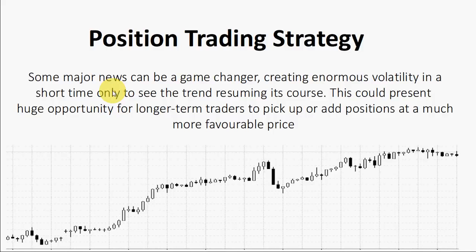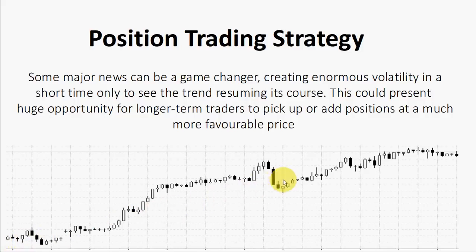Okay, now let's go to the last strategy. This is a position trading strategy. Some major news can be a game changer, for example, creating volatility in a very short time, but you see the trend will resume its course. So it means that this is a huge opportunity for long-term traders to pick up a position they have been waiting to do for long. For example, this is a pair that is obviously in a long-term trend, as you can see. Let's say this is a 4-hour chart or daily chart.